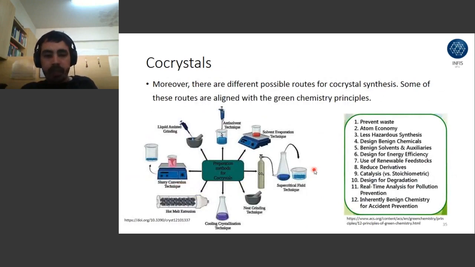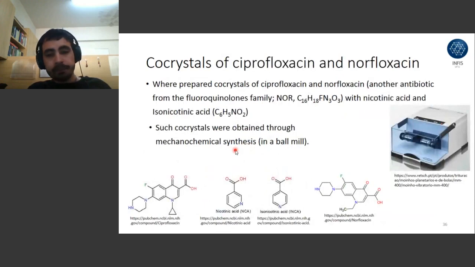Another really nice point is that, depending on the synthesis method used, the synthesis is aligned with most of the green chemistry principles. So it's environmentally friendly, which is something that we need to worry about, especially when we are dealing with applied science. We also need to worry about how environmentally friendly the synthesis methodology that we are using is. For instance, mechanical grinding is really environmentally friendly.